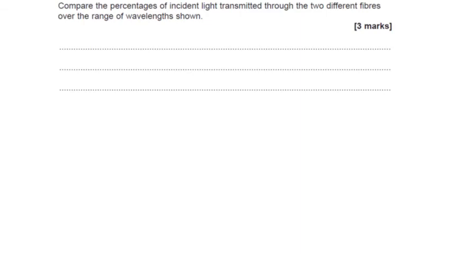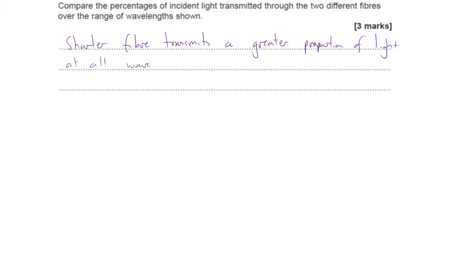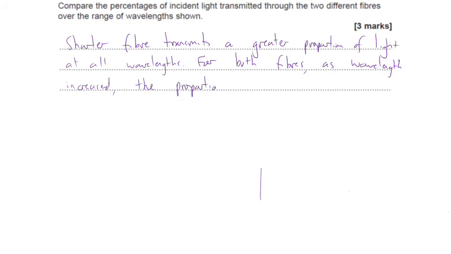So my first point was that the shorter fibre transmits a greater proportion of light at all wavelengths. For both fibres, as wavelength increased, the proportion of light transmitted decreased and then increased.